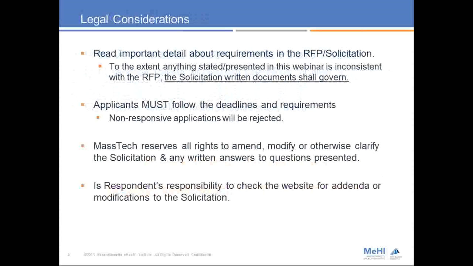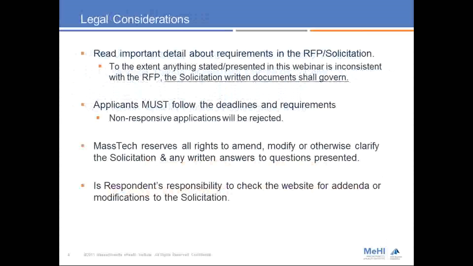This presentation is an overview intended to address selected questions about the application documents. Applicants should read the important details about each application requirement that are contained within the solicitation itself. To the extent that anything stated or presented in this webinar is inconsistent with the RFP, the solicitation written document shall govern.